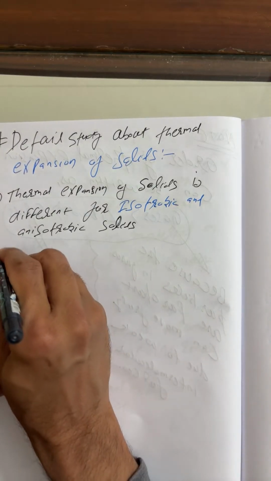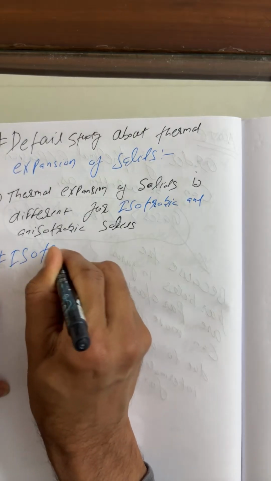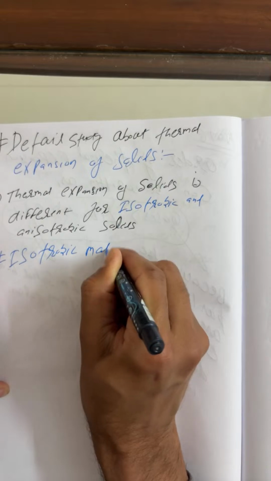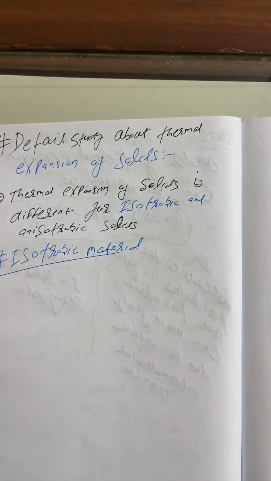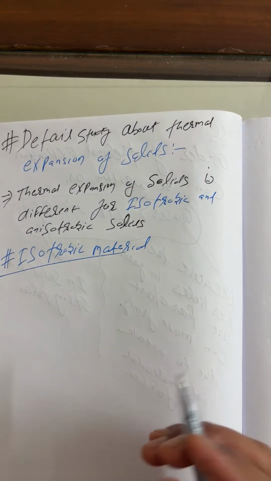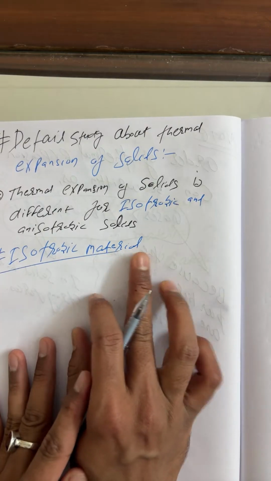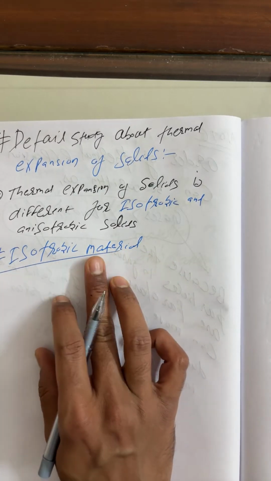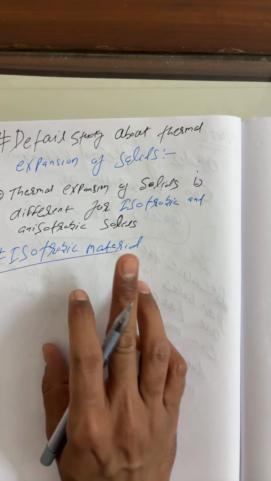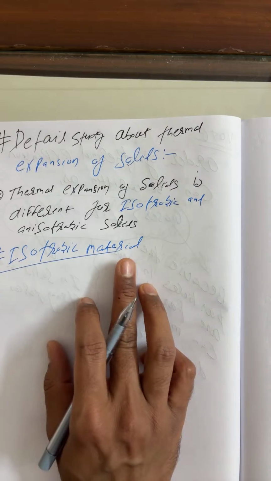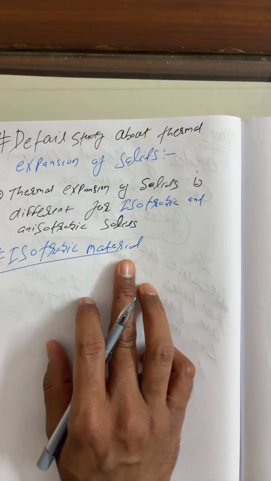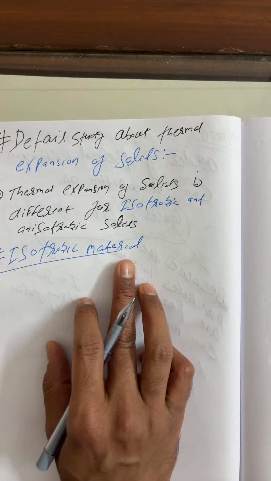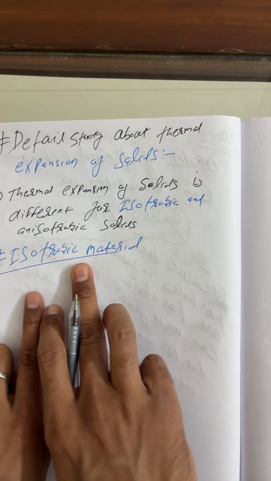Thermal expansion of solids is different for isotropic and anisotropic solids. Isotropic material: those materials that have the same physical properties in all directions, meaning their strength, elasticity, and other characteristics remain the same. Examples of isotropic material are glass, plastic, metals, and crystalline materials like diamond.